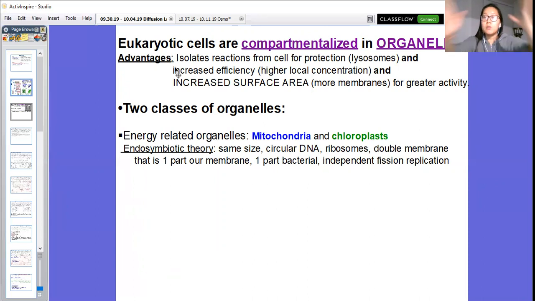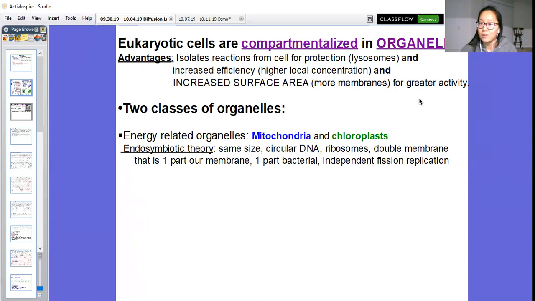So when you put them in a compartment, or a specific container within the cell, they're only breaking down the things in that container. That makes it a lot safer to do those degradation reactions. Also, the efficiency is higher because you can concentrate all the things that you need broken down inside that container and then just send in the enzymes and it'll do its job all at once, instead of having the enzyme spread across the cell and hopefully come in contact with something it needs to break down. So increased surface area, from more membranes, also means that you can do more activities.